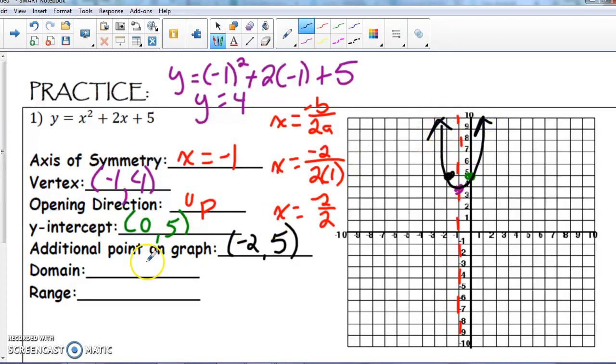There's my graph. And the last question I have here is about domain and range. Now, domain and range are things that we've talked about before. Remember, the domain is my set of x's, the range are my y's. So in this case, my domain is negative infinity to infinity, and my range is 4 to infinity.